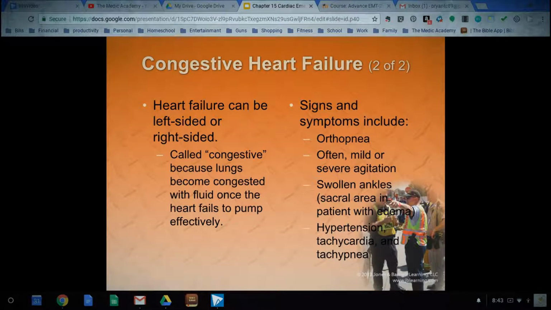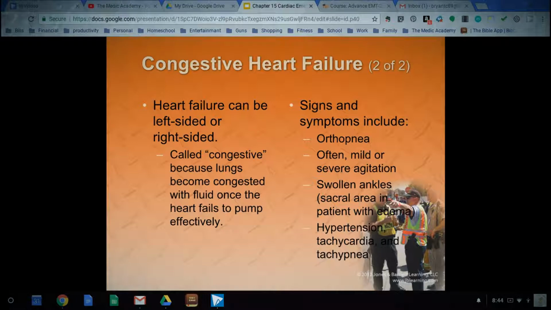So with left-sided heart failure, we see this pulmonary edema. With right-sided heart failure, we usually see a lot of peripheral edema. So when you think to differentiate between the two, just remember left is lungs, and that should help you out when trying to remember which side affects which area of the body. So, the left side is going to affect the lungs because we have all that blood that's coming back into the left ventricle from pulmonary circulation.